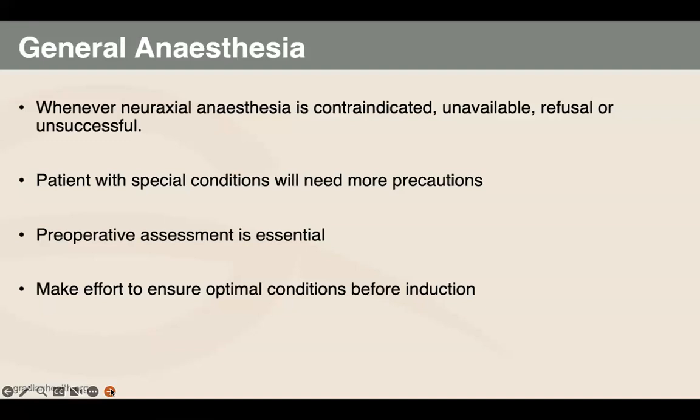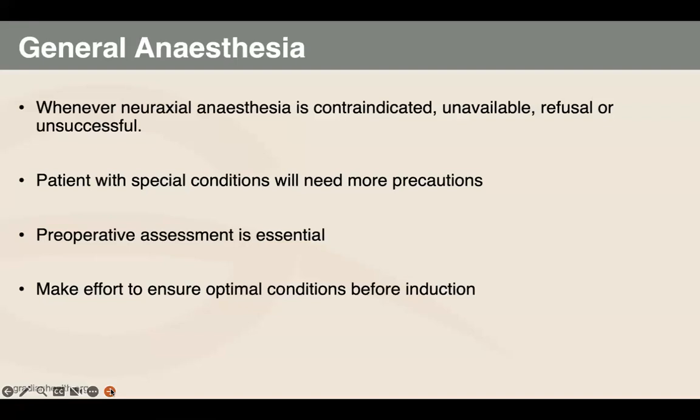Patients in whom neuraxial anesthesia has been attempted but has failed, general anesthesia is an indication. And then a certain group of patients with some cardiac issues, such as some valvular heart diseases, in which you can't administer neuraxial anesthesia either. So general anesthesia will be your option.